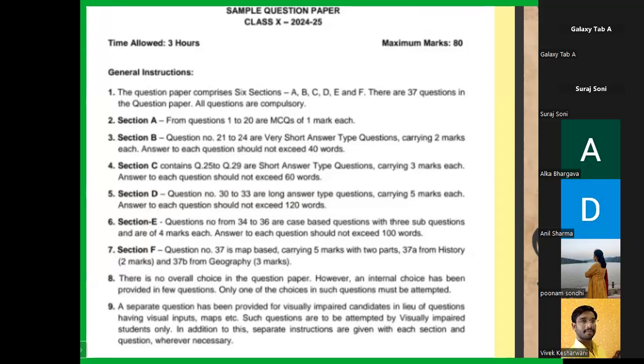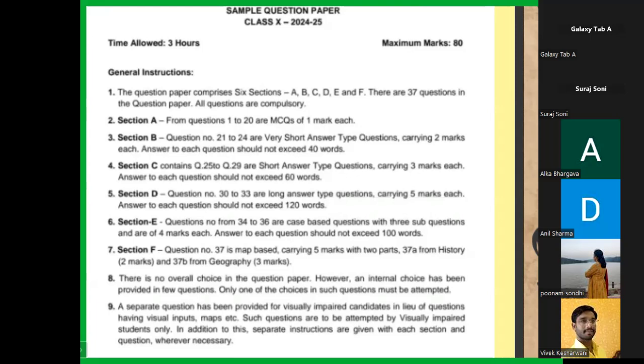For section D, that is 30 to 33, these are long answer type questions where we have 5 marks allotted to every question. Section E comprises source-based or case study-based questions. So that is 34 to 36. And here we have internal division as well. 4 marks are divided as 1 plus 1 plus 2. So we go by that only.